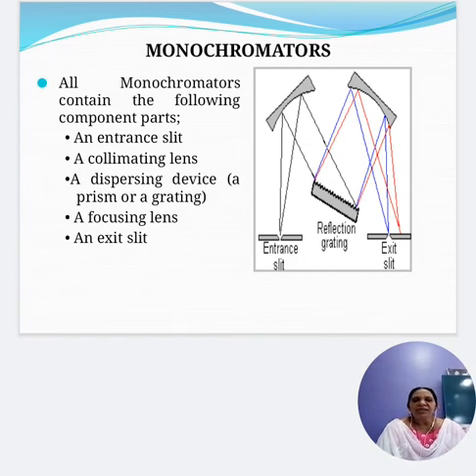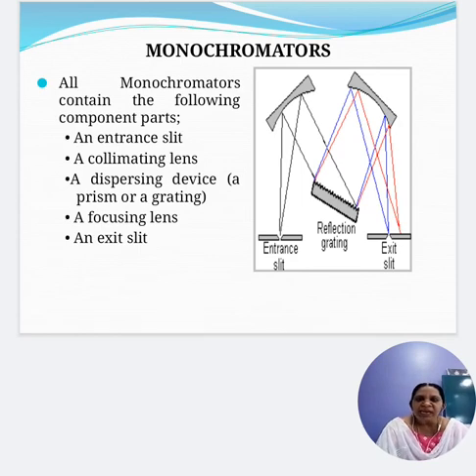All monochromators contain the following components. You have an entrance slit, and you have a dispersing device, which may be a prism or a grating. Then we have the focusing lens. Sometimes we use focusing lenses. The figure shows two plano-concave lenses. They are the focusing lenses. They allow your radiation to focus onto the prism or the grating.